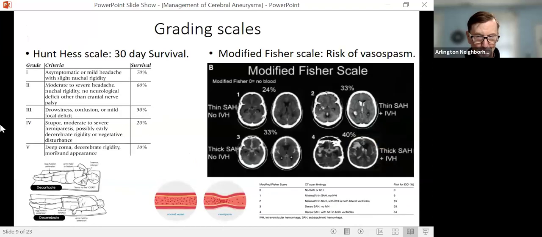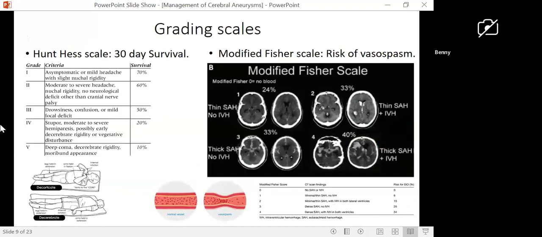Okay. So when patients come in with a subarachnoid hemorrhage, we have different grading scales that we use. There's the Hunt-Hess scale that suggests the patient's 30-day survival. It's dependent on how the patient looks in the ER. If they're asymptomatic with a mild headache or neck pain, there's a 70% chance of survival at 30 days. If the patient presents to the ED in a coma or posturing, decerebrate or decorticate posturing, there's a 10% chance of survival within 30 days. You can see the depiction of what posturing looks like.